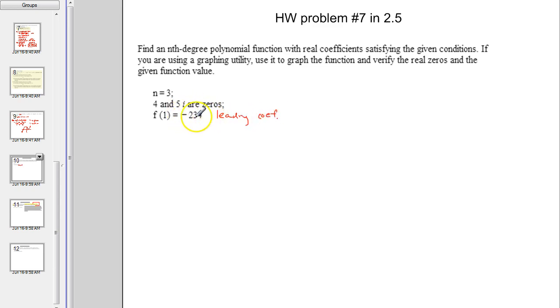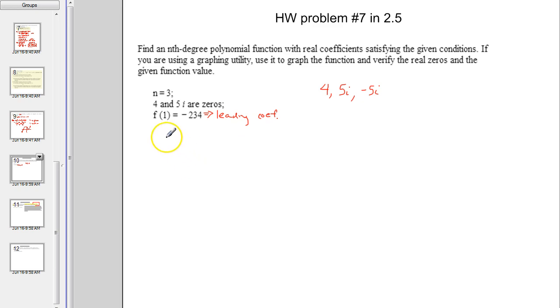Okay, this is not the leading coefficient, but it will lead to the leading coefficient. So the first thing we need to do is realize that if there's a degree 3, then there has to be 3 zeros, right, if we're including the complex numbers. Okay, so 4, 5i are zeros, but remember, if 5i is a 0, negative 5i is also a 0. So 4, 5i, and negative 5i are all zeros.